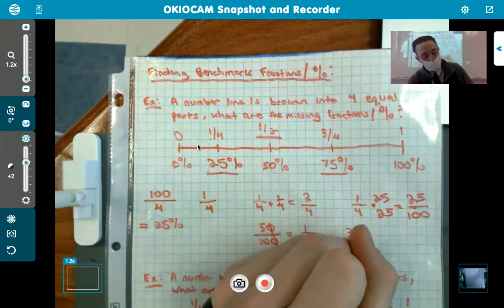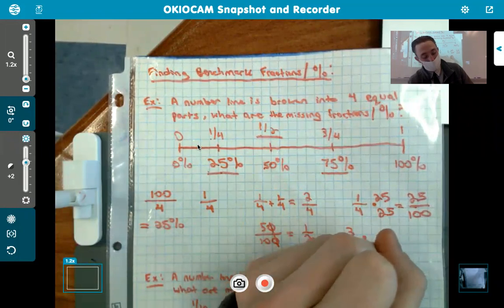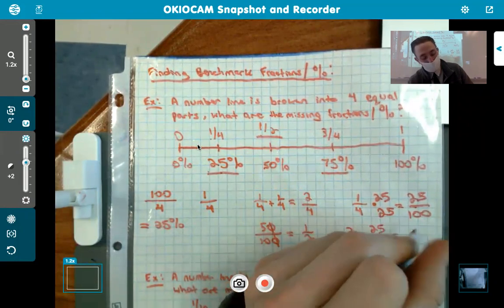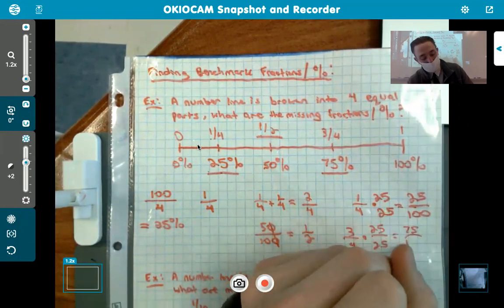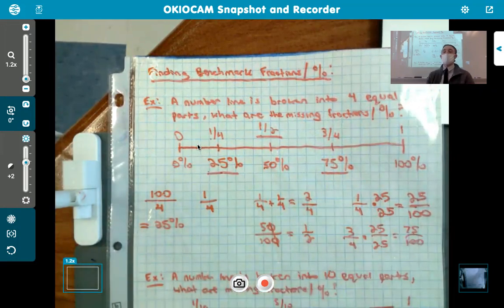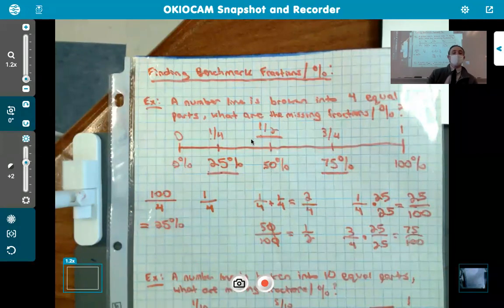3/4, very similar. How do I get from 4 to 100? Multiply by 25 on top and bottom. Well, that gives me the 75 over 100, which I know is 75%. So you see how everything that we've talked about from before is starting to kind of apply itself and connect to ideas that we're discussing now, where we have some fractions or missing percentages. We're able to fill those in with some of the past information we've learned. Okay. Any questions about the first example?